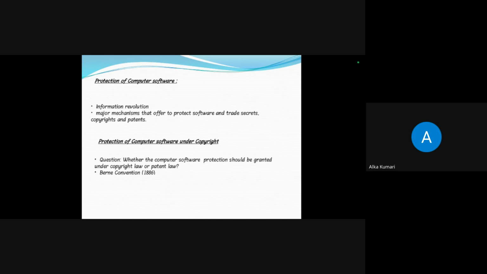What is the question? Whether computer software protection should be granted under copyright law or patent law. For this, there is the Berne Convention, which was convened in 1886. This Berne Convention qualifies software as literary works if they are original intellectual creations. If it is an original intellectual creation, then it comes under copyright protection.